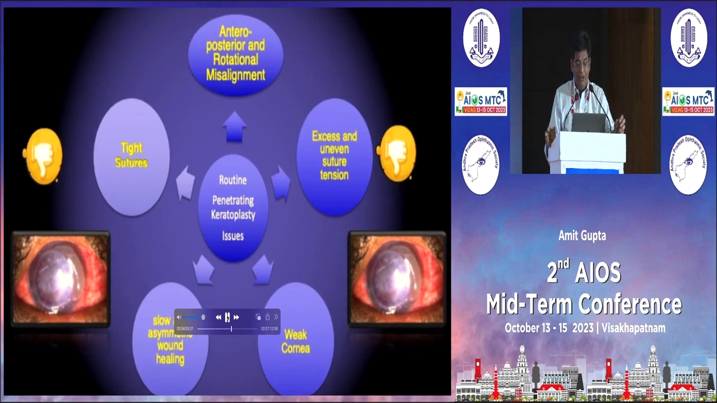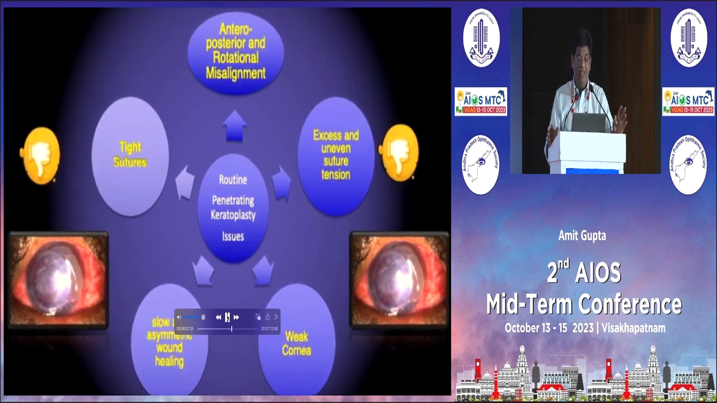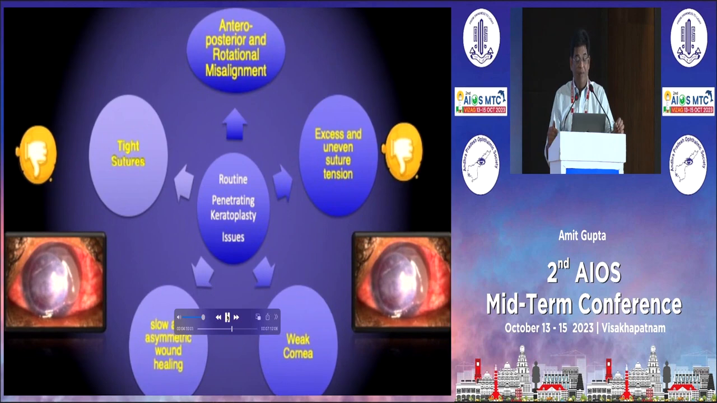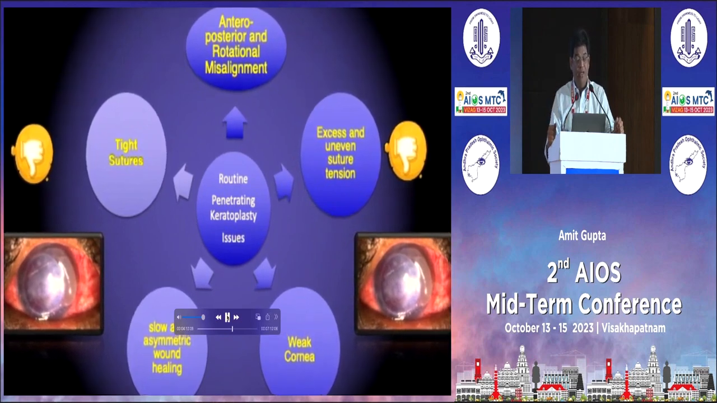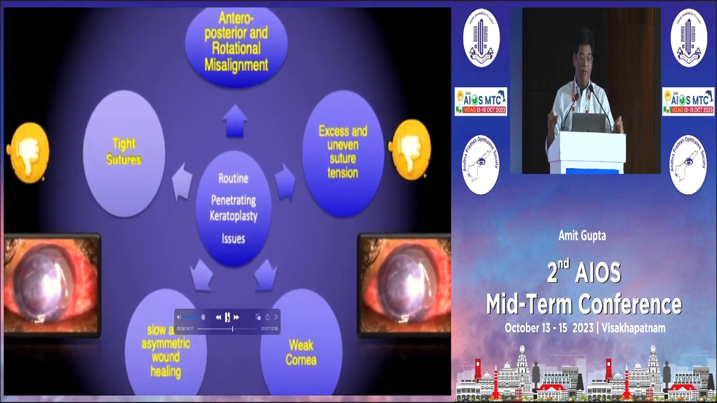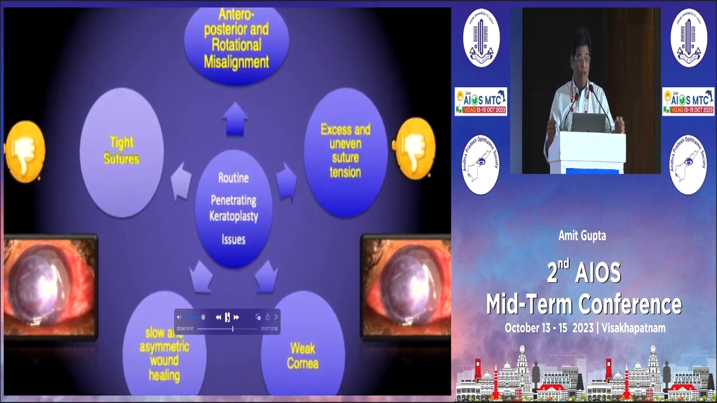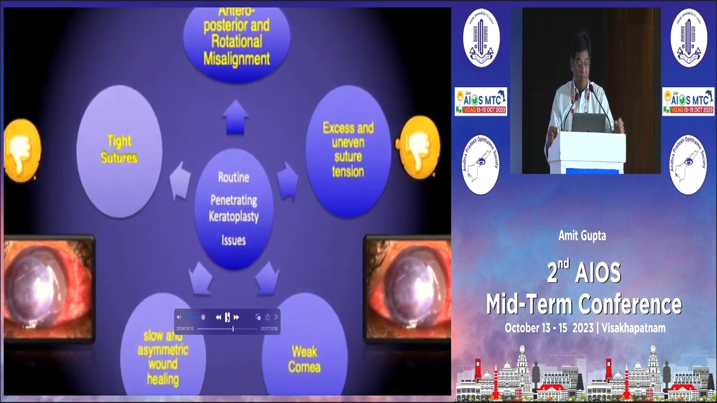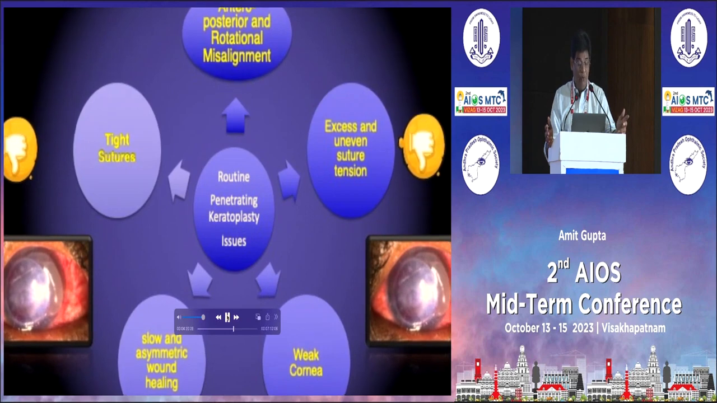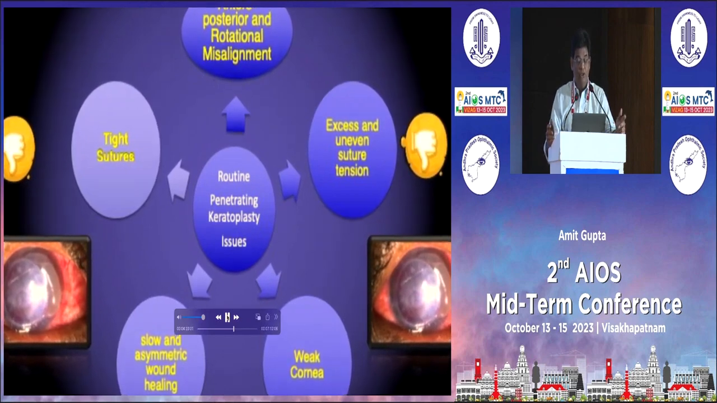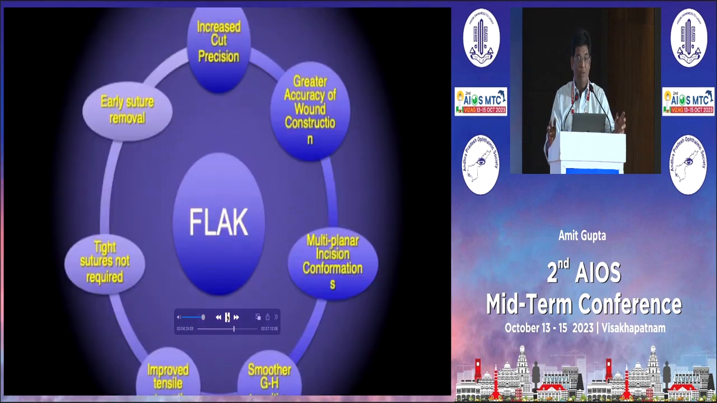So there are certain issues with penetrating keratoplasty, where the flap overscores, because we need an anterior-posterior and a rotational misalignment of the tissue. There's excess and uneven suture tension. There's a weak cornea. There's slow and asymmetric wound healing, and there's a need for tight sutures. And all of this brings down the quality of outcomes that we want in these patients.